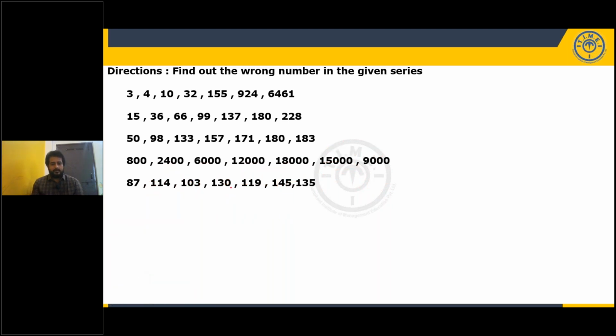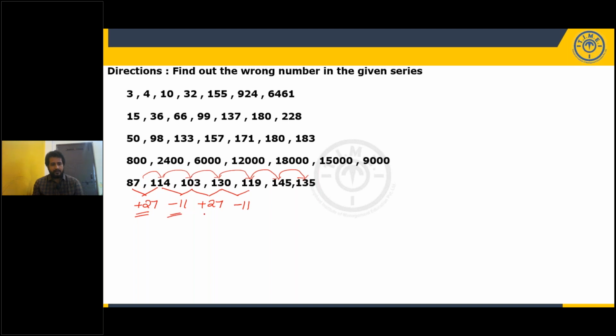87, 114, 103, 130, 119, 145, 135. Numbers are increasing, decreasing, increasing, decreasing, but gradually. So we can check for the difference. Now 87, 114. What is the difference? 27. Yes, plus 27. 114, 103, decreasing. By how much? 11. 103, 130, increasing. By how much? Plus 27. 130, 119, decreasing. By how much? Minus 11. Can you see the pattern?